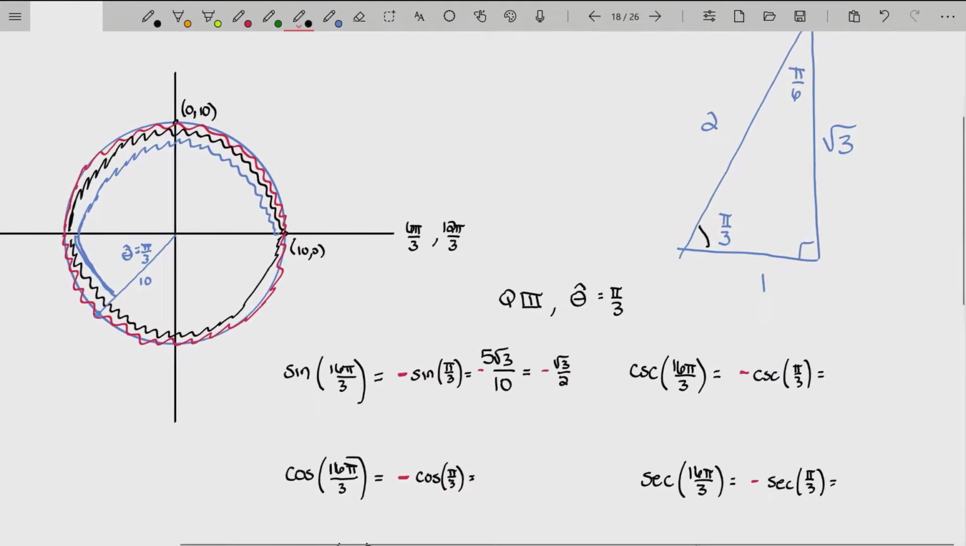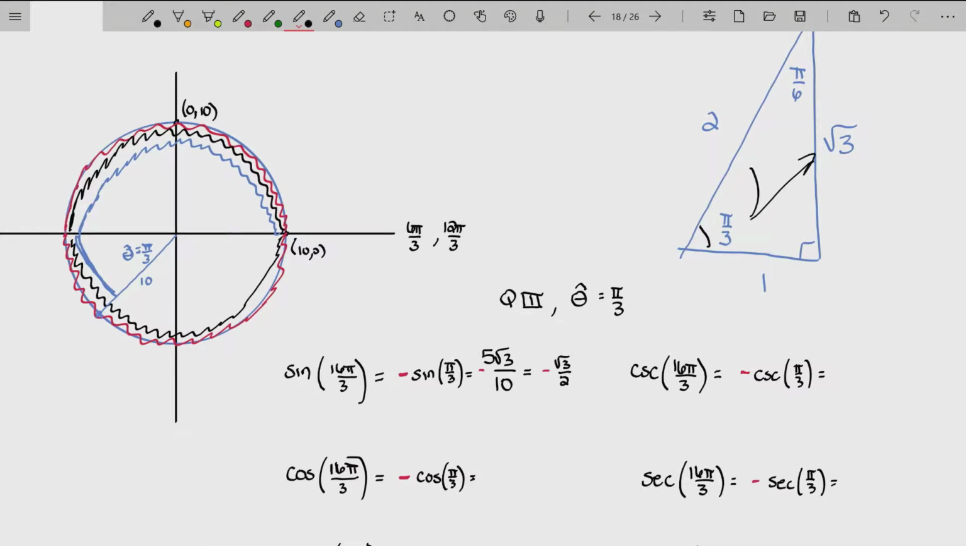The sine is, again, opposite over hypotenuse, root 3 over 2. And this goes back to what I just said a few moments ago on the previous page: it turns out that no matter how large you make the triangle, the ratios will always be the same. So because we blew this triangle up to a size of 10 rather than a unit circle, it doesn't really change the trig ratios at all.